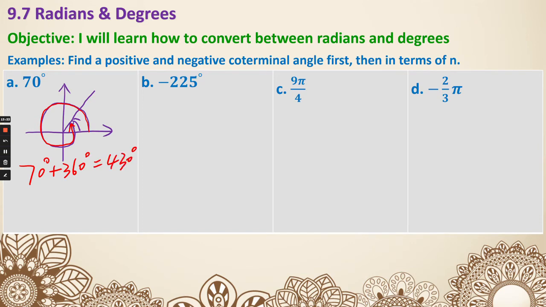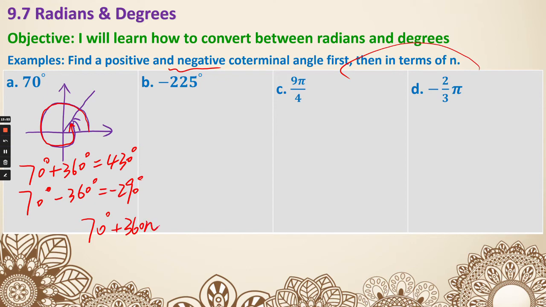But if I keep adding more 360, that's going to remain positive. So in order to find a negative coterminal angle, I just need to subtract 360 degrees. And that's going to give me negative 290. It also says represented in terms of n. The reason we have n is we can turn however many cycles we want to get however many 360s we want. So to represent it, that's just going to be 70 degrees plus 360n. Because I can get one 360, and if I do 2, I just turn 2 more cycles. That's 360 times 2. So that's how we can represent it.